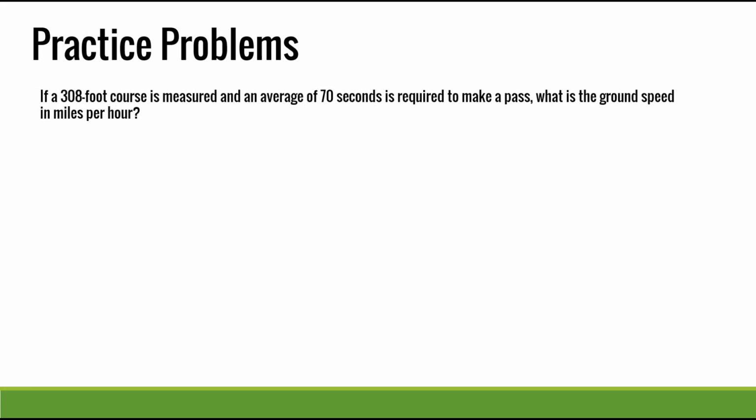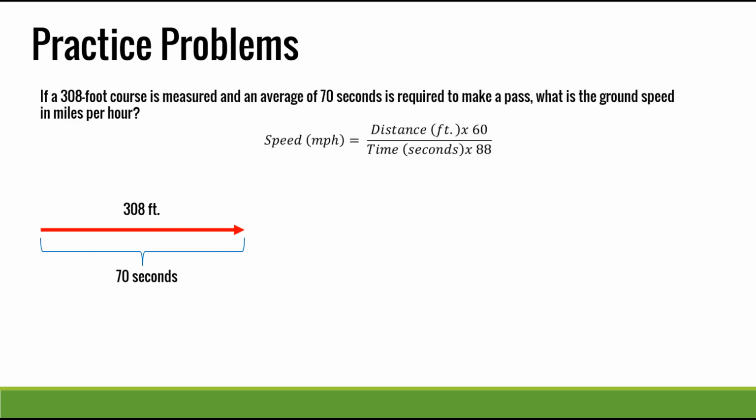If a 308-foot course is measured and an average of 70 seconds is required to make a pass, what is the ground speed in miles per hour? Remember, drawing it out may simplify the question. We traveled 308 feet and it took us approximately 70 seconds to complete that pass.